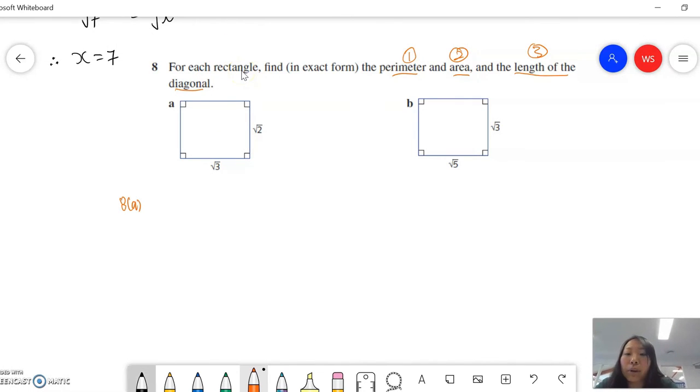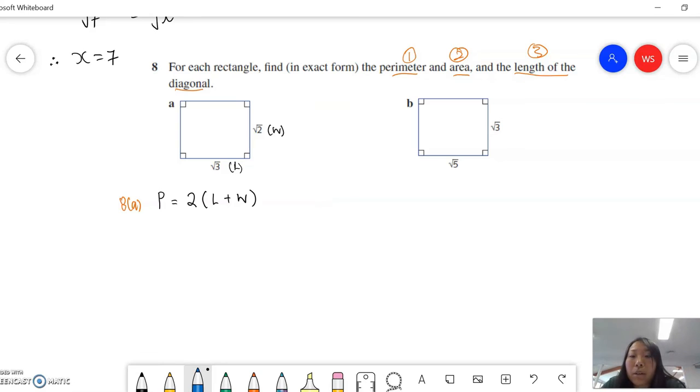So the first thing they ask for is your perimeter. Now, we have the sides of square root of 2 and square root of 3. So this looks like a rectangle with both sides on the left and right being the same, and the top and the bottom being the same. We know that the perimeter of a rectangle is 2 times the sum of your length plus width. Being able to identify that this is your length and this is your width, square root of 2 being your width, you can begin to plug those values in.